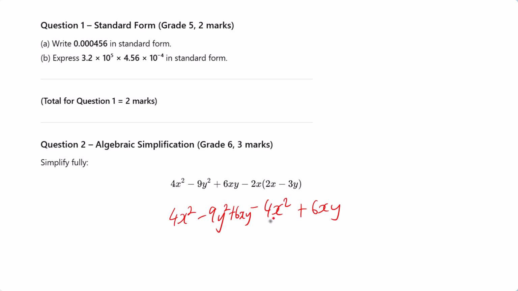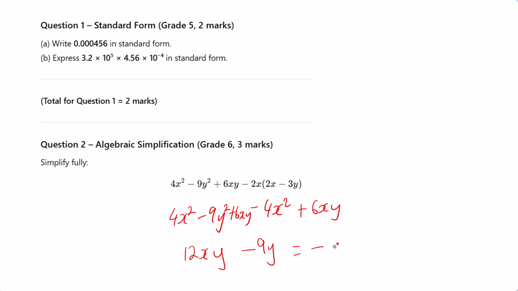So the x squared has gone. So the 4x squared minus 4x squared is gone. Then here, I've got this minus 9y squared, and that is the only y squared term. So that's going to be minus 9y squared. And then here I've got 6xy plus 6xy, and that will be 12xy, positive 12xy. So this is just it.